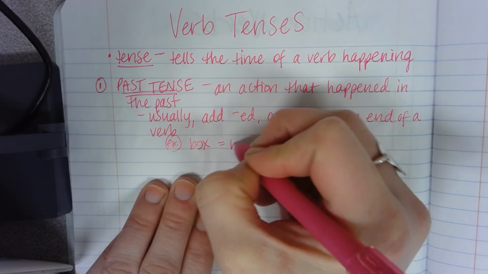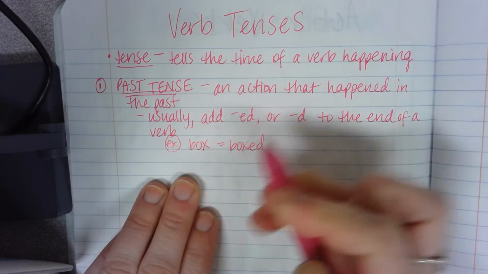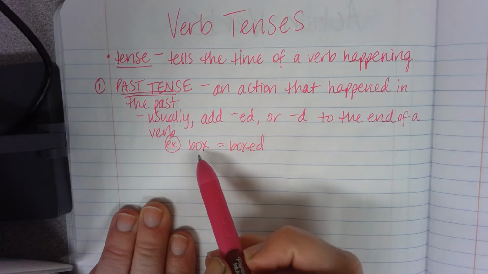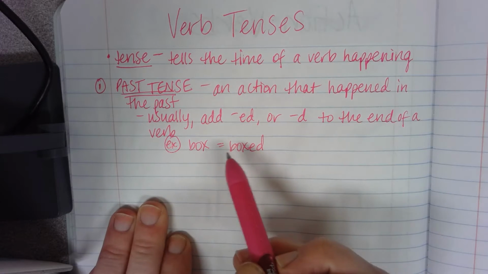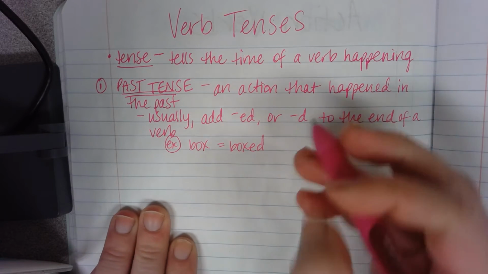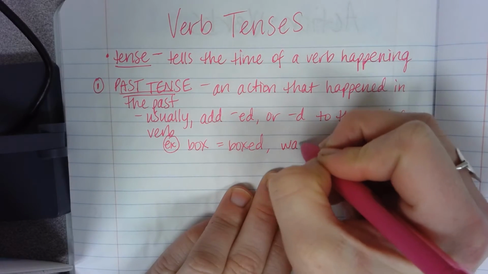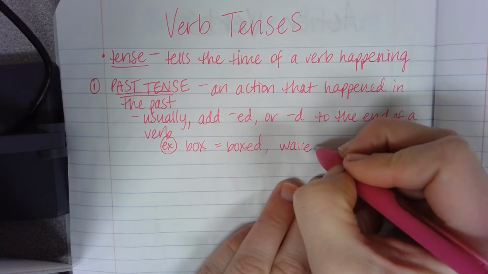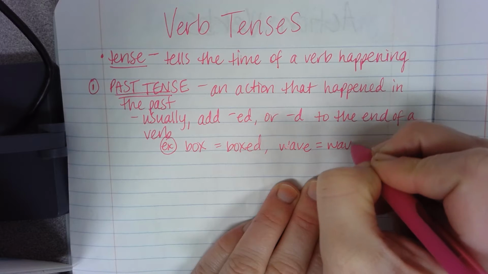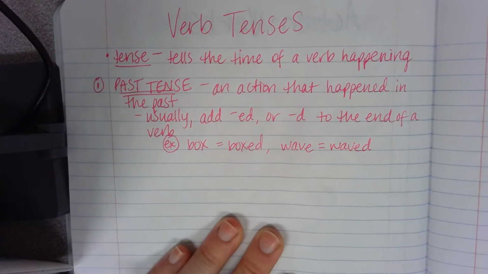We'll do some examples here. Box equals boxed. So right now I box up goodies to give. Yesterday I boxed up goodies to give. So then another one, wave. Right now I wave. Yesterday I waved hello to my neighbor. Okay, so we just added a d to the end.